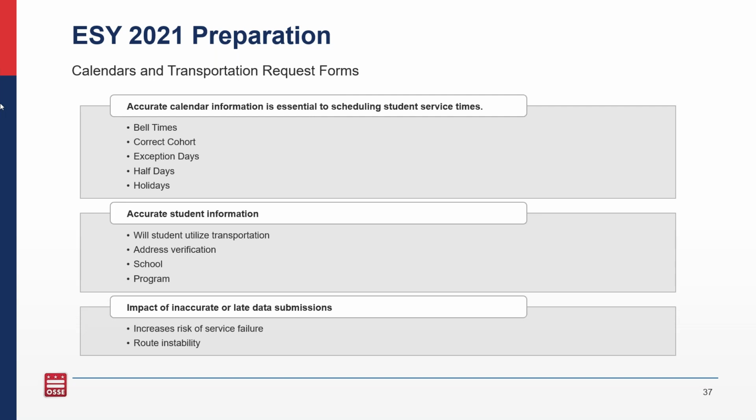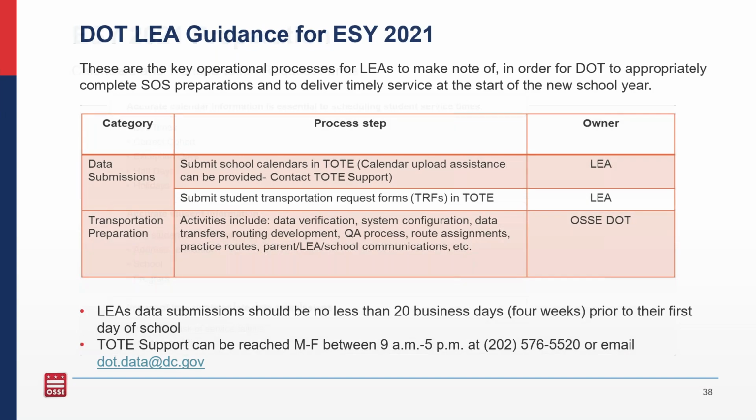Next slide, please, Tiffany. Thank you. And also the guidelines for ESY 2021 are not different than the ones that we had for SY 2021. That's just the data submission and transportation preparation. You'll see the process steps and the owner of those particular steps. The school will submit the counter information and create an INTO. And if there are any issues, you'll reach out to the data team, and also submit transportation request forms for those students.